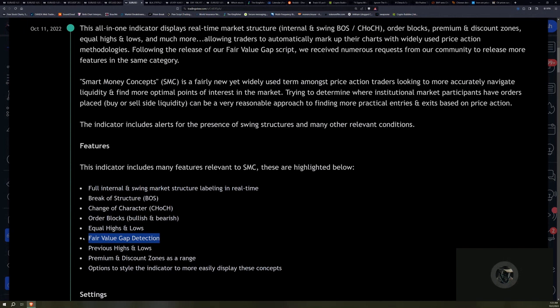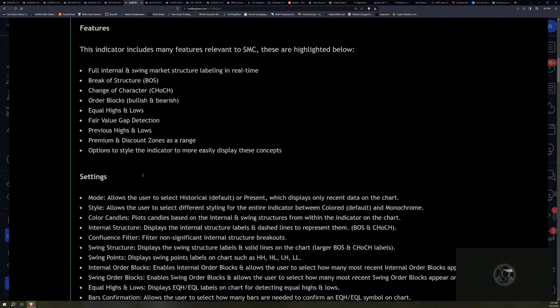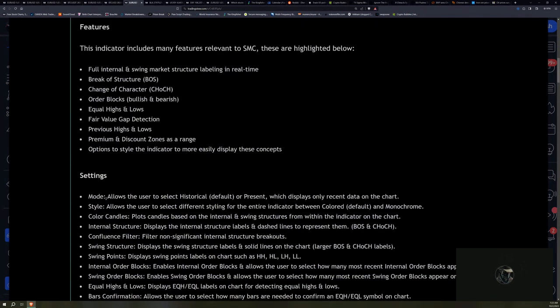Okay, so you can actually, what's the word? When you do something the way you like it, customize, that's the word. Settings, mode. Okay, so you can do historical or present. Style allows you to customize. Color candles, plots candles based on internal and swing structures.